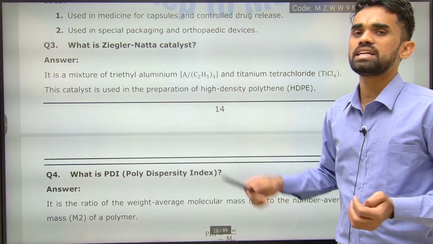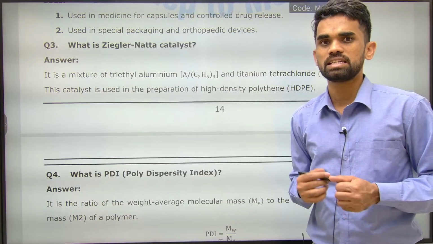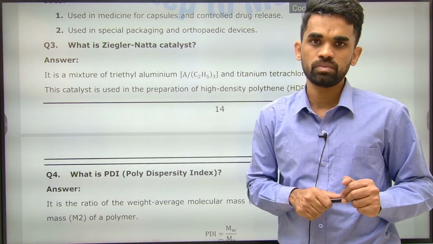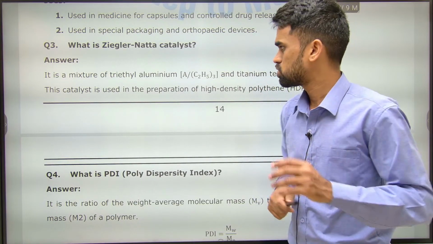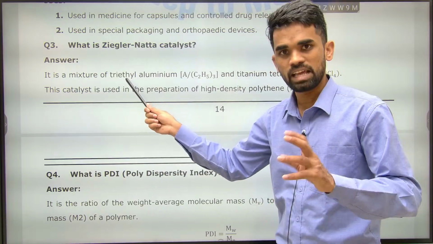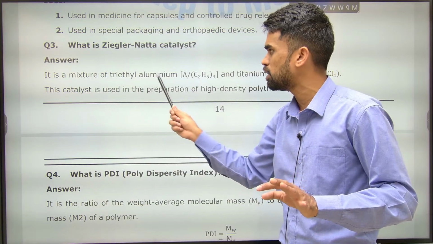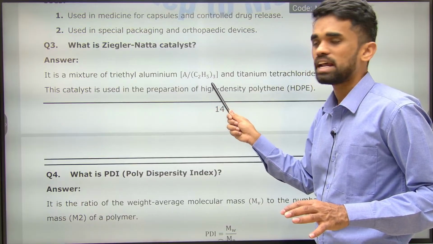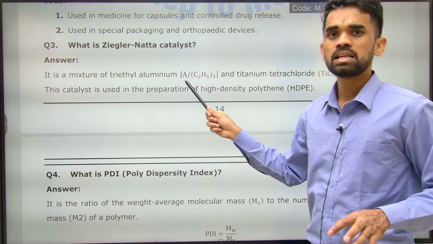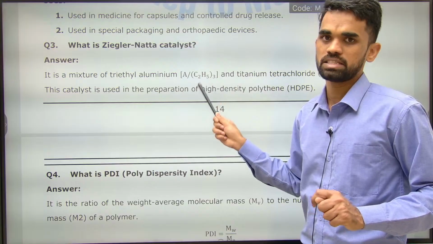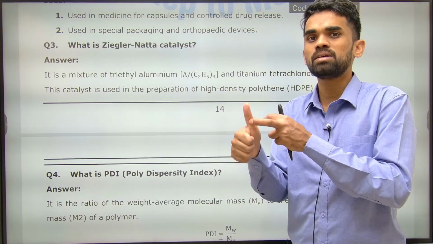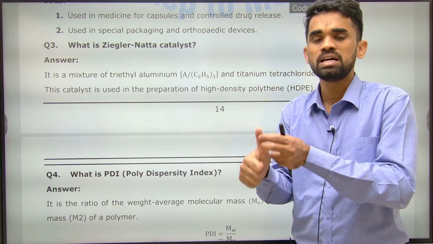So what is a Ziegler-Natta catalyst? The Ziegler-Natta catalyst is TiCl4 plus a trialkyl aluminium. Just remember it as triethyl aluminium, Al(C2H5)3, and titanium tetrachloride, TiCl4. This combination is called the Ziegler-Natta catalyst.